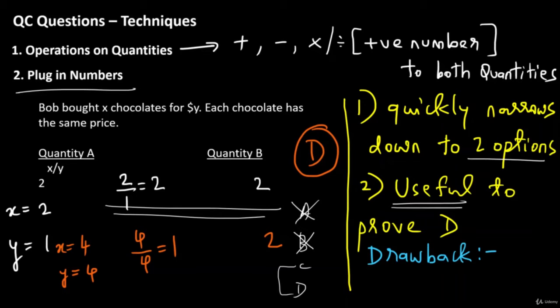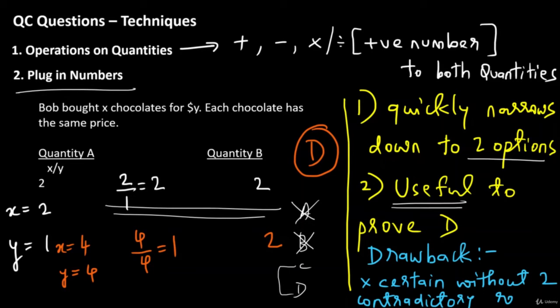Unless you get two contradictory situations, you cannot be certain that the answer is A, B or C, right? So sometimes you may get quantity A is greater than quantity B for some numbers when you plug it in. But if you are trying multiple ways and still you're not able to get a contradictory result, then you either have to guess and move forward, or you have to try to use algebra to be sure that that is the correct answer. Let's see what we mean by that.